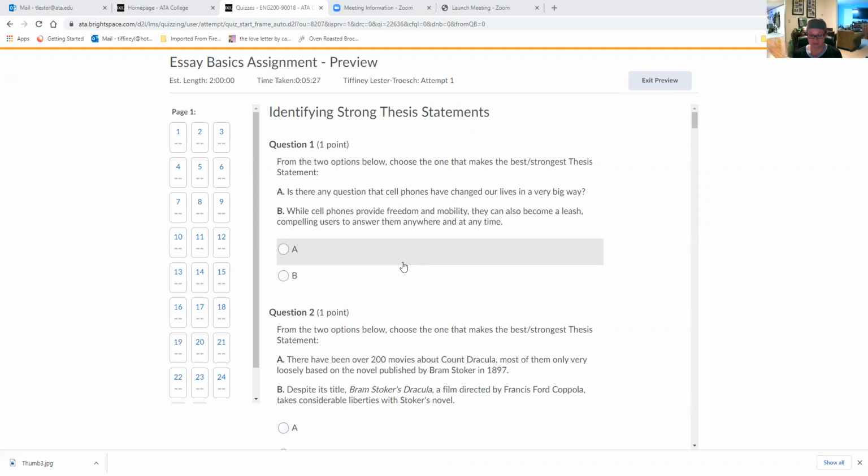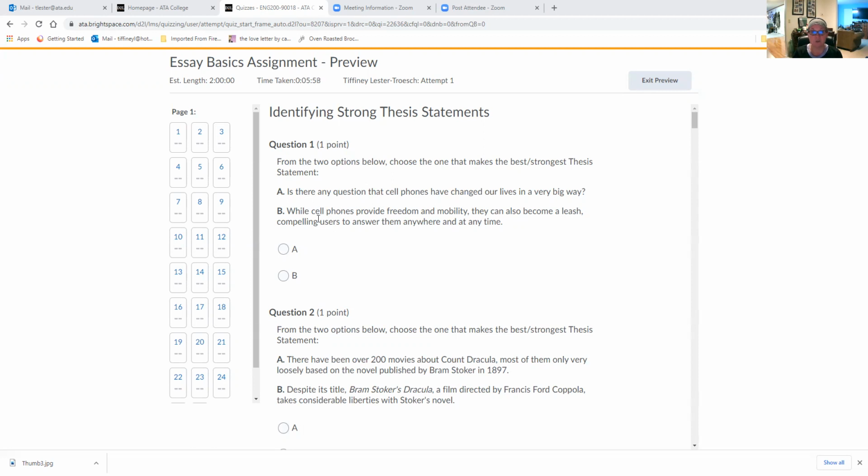For each question, as you can see here, you're going to have 2 thesis statements to choose from, and your job is to choose the one that is the best or strongest of the 2, right? So option A here is, is there any question that cell phones have changed our lives in a very big way? Option B is, while cell phones provide freedom and mobility, they can also become a leash, compelling users to answer them anywhere and at any time.